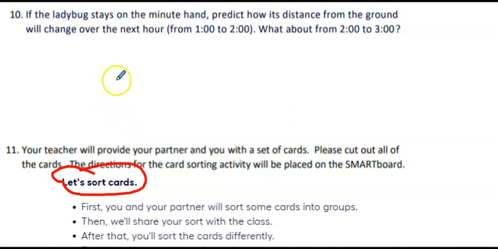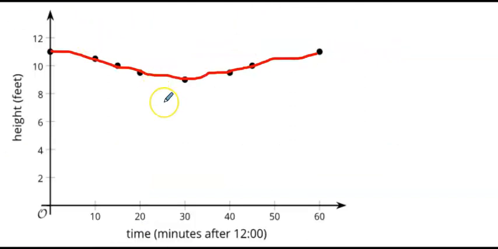So hopefully you wrote here that from 1 to 2 as well as 2 to 3 that you're going to get the same answer as this answer here, because the function is periodic. In other words, it's going to repeat every 60 minutes. So this is 12 o'clock, but this is also where 1 o'clock will be, which is this point here. This is where 2 o'clock will be, and if I continue to 3 o'clock, this will be the graph for every hour.